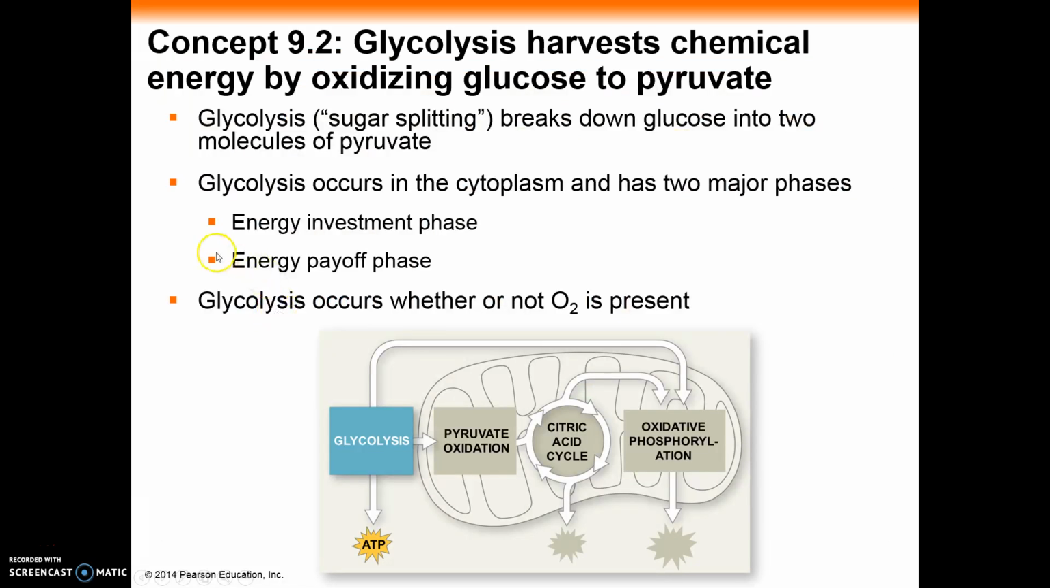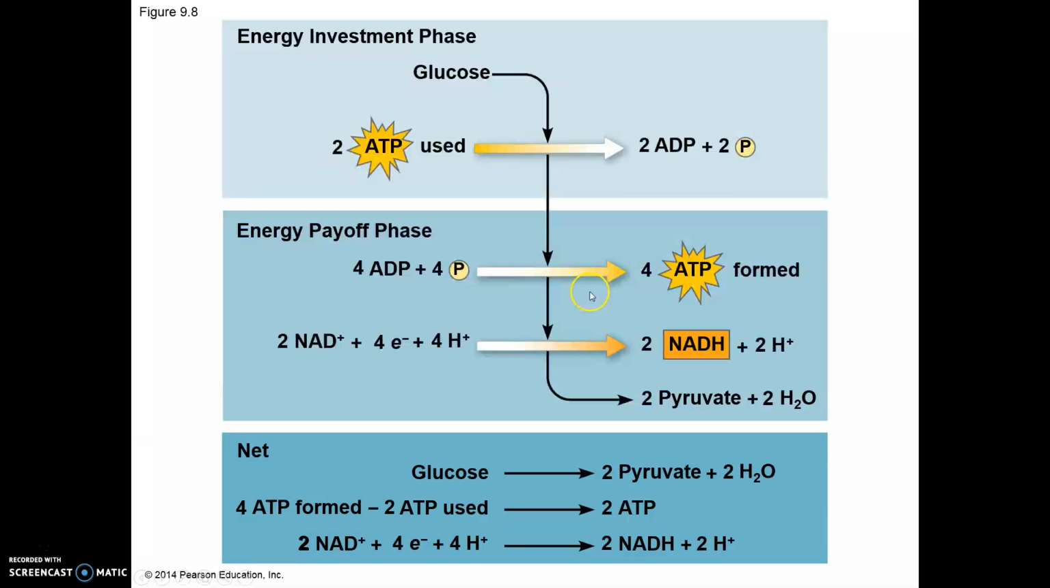What is it? So this is simply the process of splitting sugar into two pyruvate molecules. There are two phases to this. There's an energy investment and then an energy payoff. So we have to put a little bit in order to get out. This happens whether or not there's oxygen present at all. Okay, it doesn't need it.